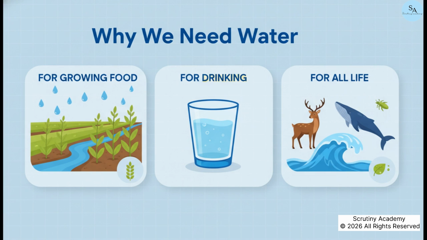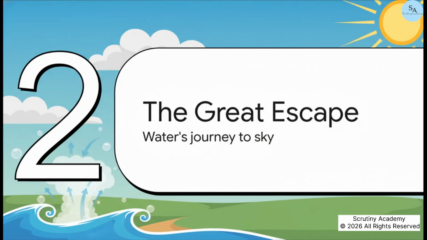And we depend on it for literally everything. Growing our food, having something safe to drink, every single living thing from the tiniest bug to the biggest whale needs water to survive. Okay, so water is everywhere, and it's essential. We got it. But how in the world does it get from the ground into the sky?